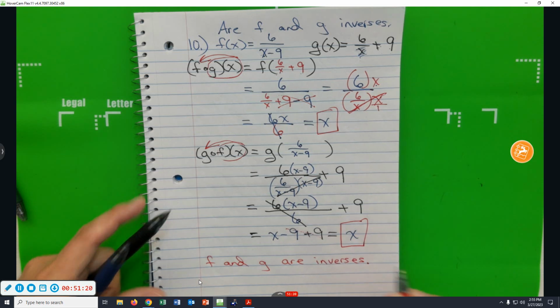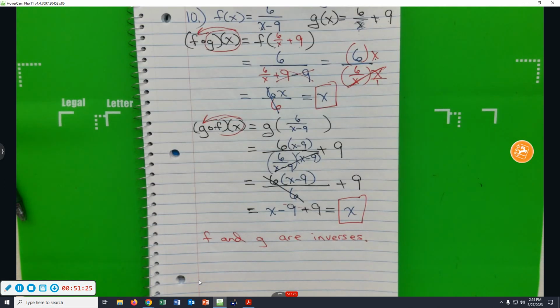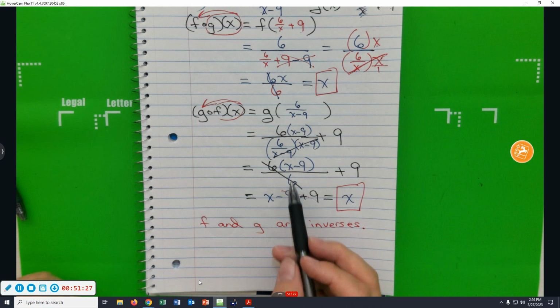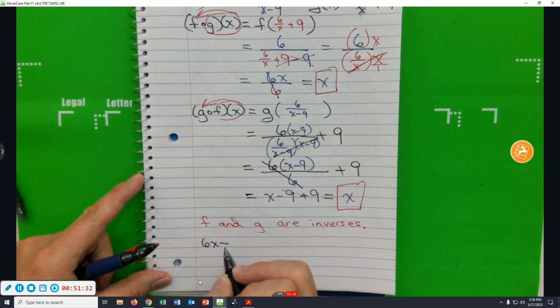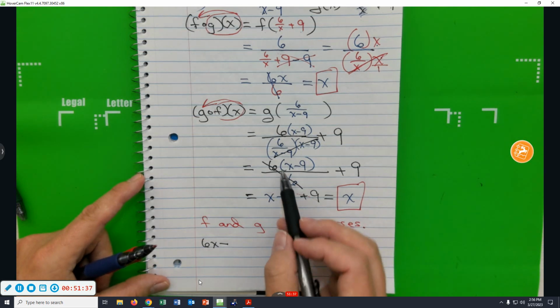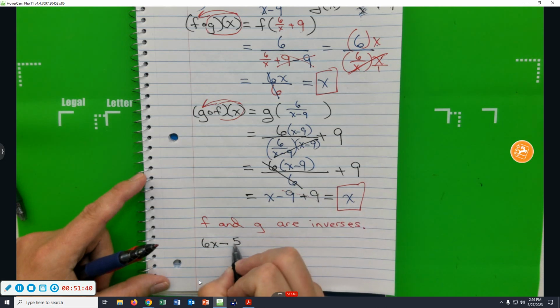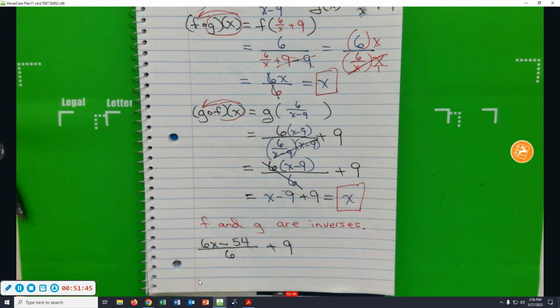And how come you didn't distribute the 6 with the x minus 9? Okay, let's suppose that you had. Right here, you distributed the 6. That would have been a 6x minus 54, since 6 times x is 6x and 6 times minus 9 is a minus 54, all over 6. And you still have that plus 9. You can't just cancel 6 because this thing is not written as a product anymore. It's written as a difference.